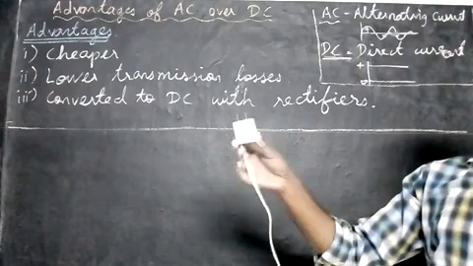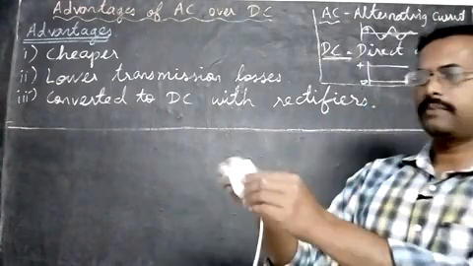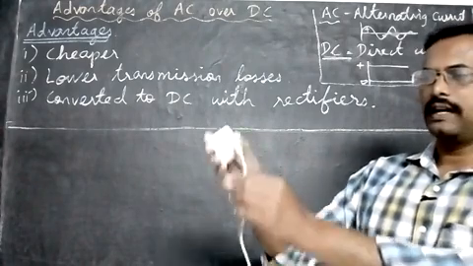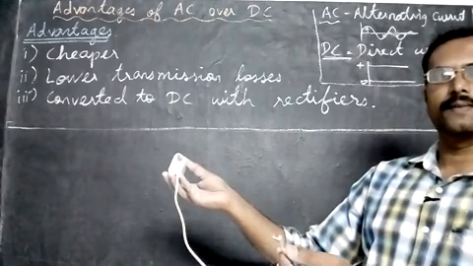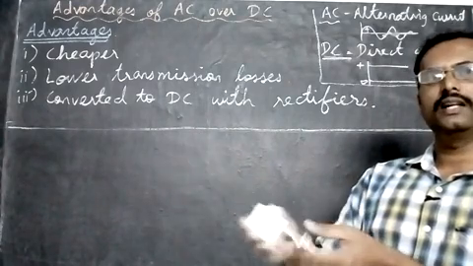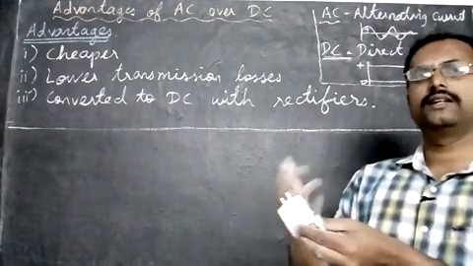This is my cell phone charger. I put it in the plug point, and the plug point gives you alternating voltage. Through this USB cable, what do we get? We get the direct current here. So alternating current is changed into direct current with the help of a rectifier. Actually, it's a rectifier only.